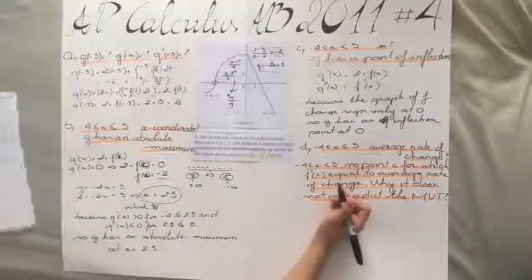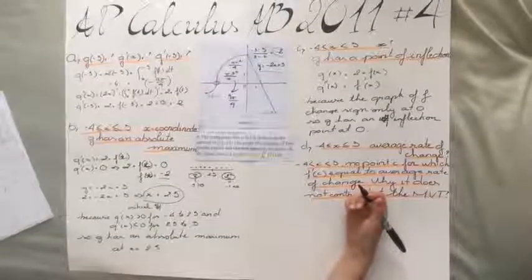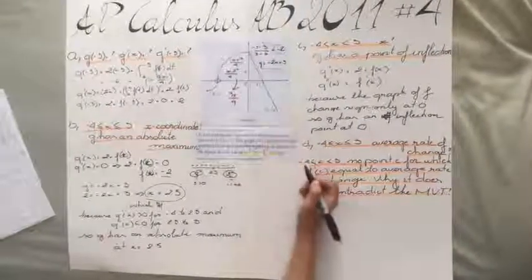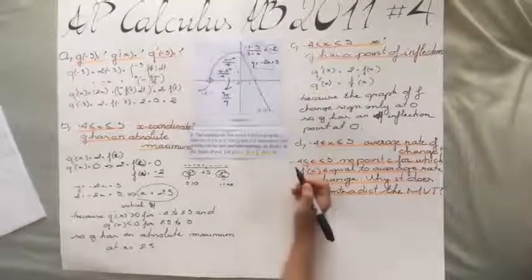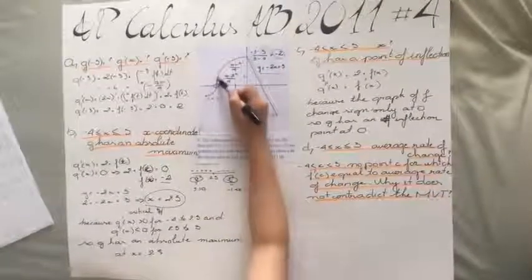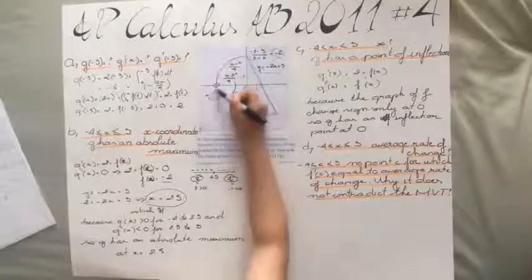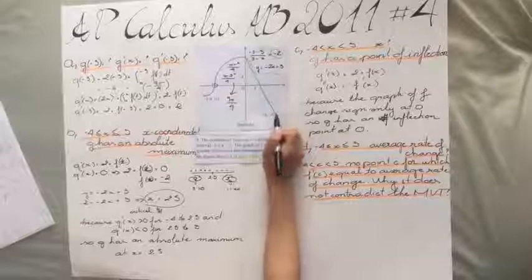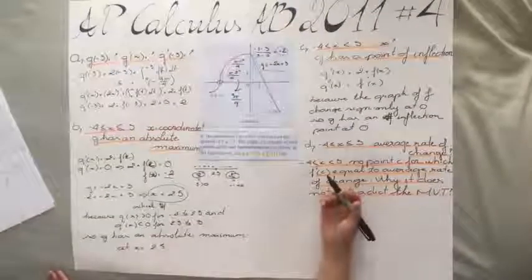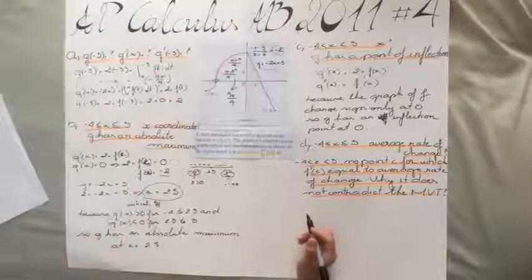Because the graph of f prime changes sign only at 0, g has an inflection point at 0. Or we can just look at the concavity, because of point of inflection. Look at right here. We go from concave up to concave down right here. It's like positive slope and negative slope. So it doesn't matter how you explain it. Let's move on to part D.